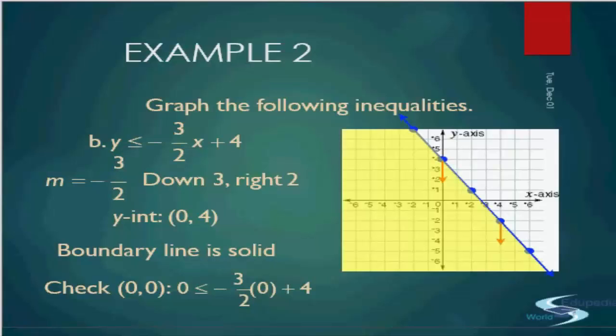What that means is that these are the values in which y is going to be less than or equal to minus 3 by 2 x plus 4. So these values, the ones that show in the shaded area, are going to be the representative of this.